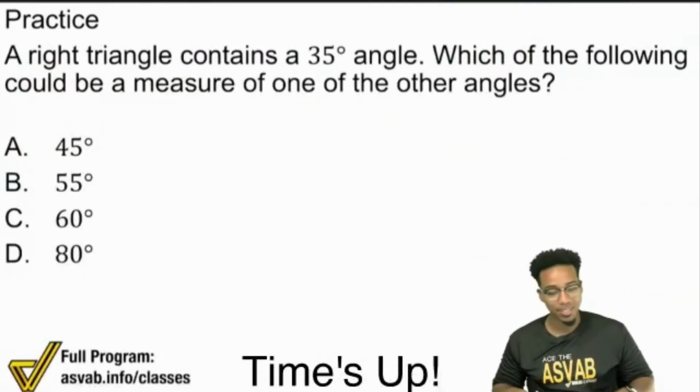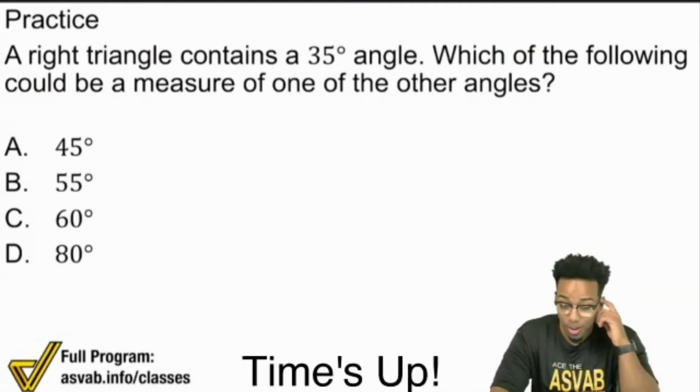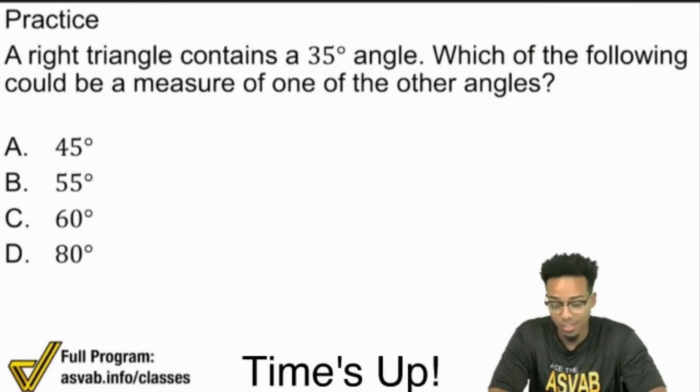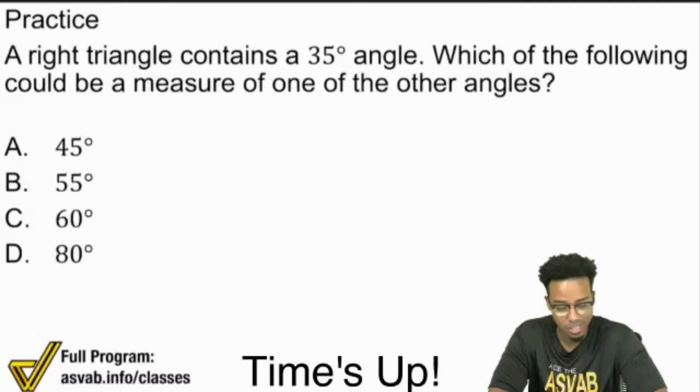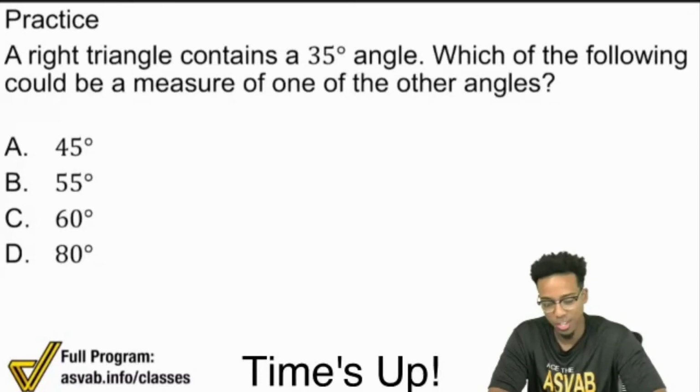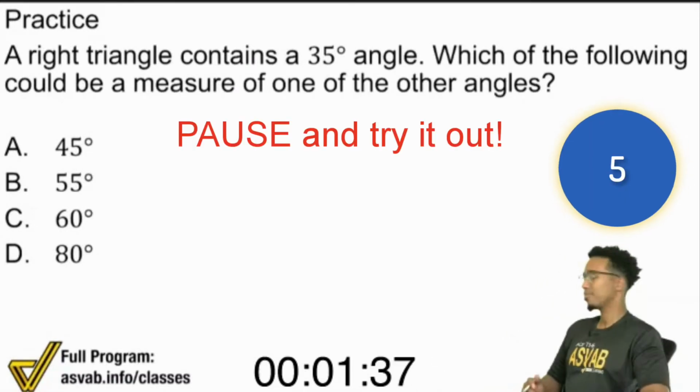Let's try another one here. So a right triangle contains a 35-degree angle. Which of the following could be a measure of one of the other angles? So I'll give you again that minute and 30-ish seconds here. Boom.